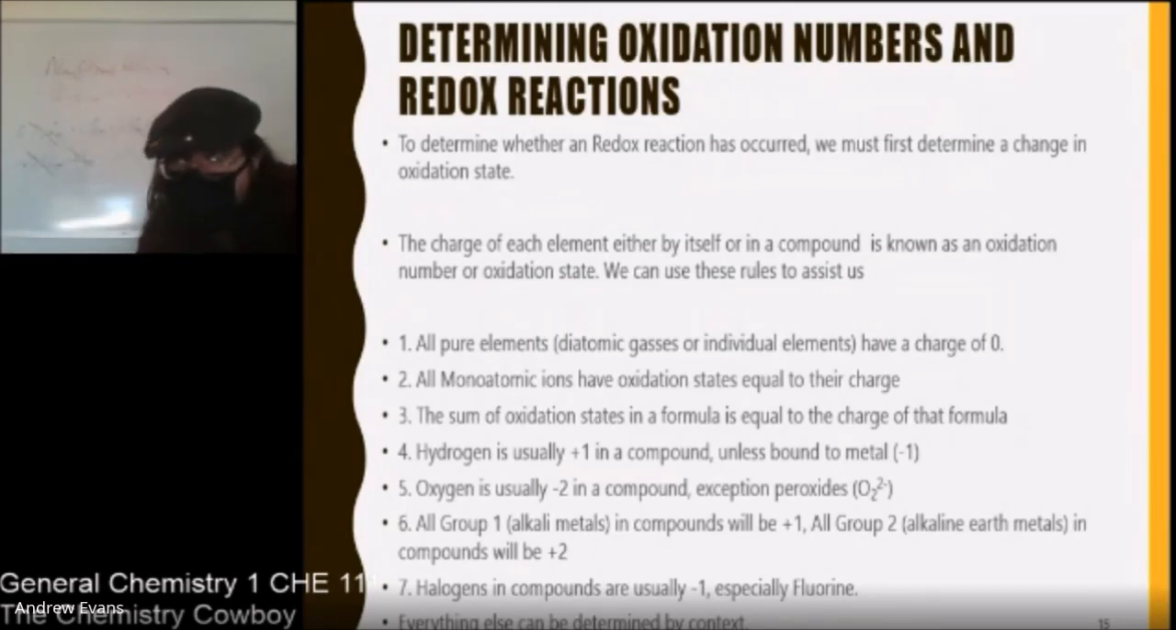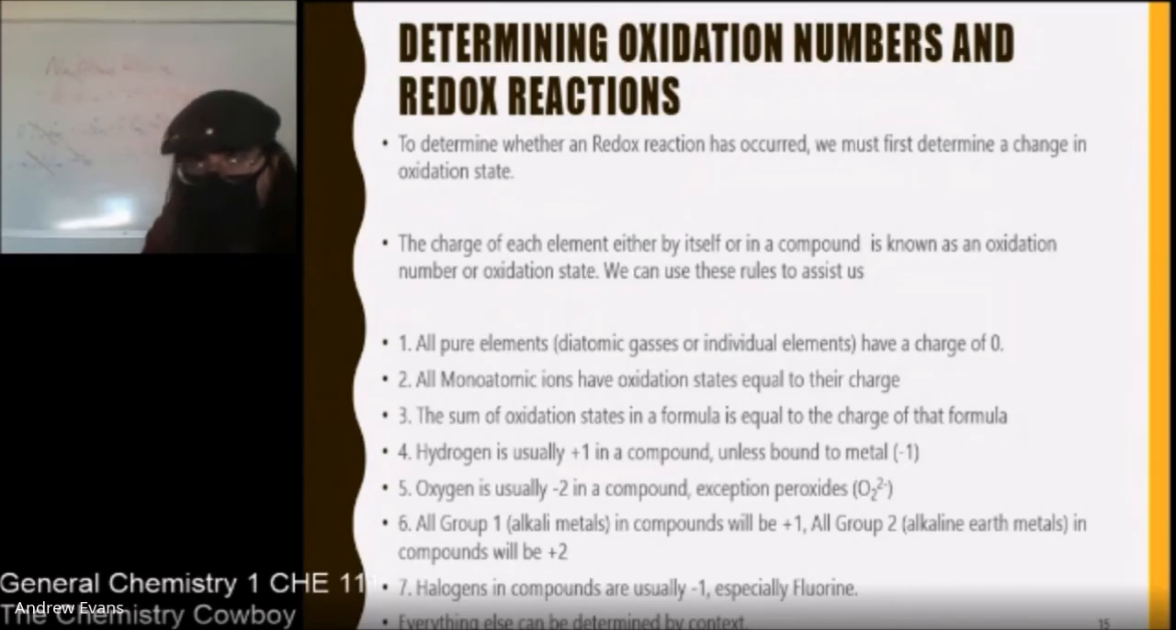The charge of each element by itself or within a compound is known as the oxidation number or the oxidation state. We can use these rules to assist us in figuring out what the oxidation state is and whether it's charged. So all pure elements, anytime you see a pure element, whether it be a diatomic gas or just an individual element sitting there doing nothing, the charge can be considered to be 0.